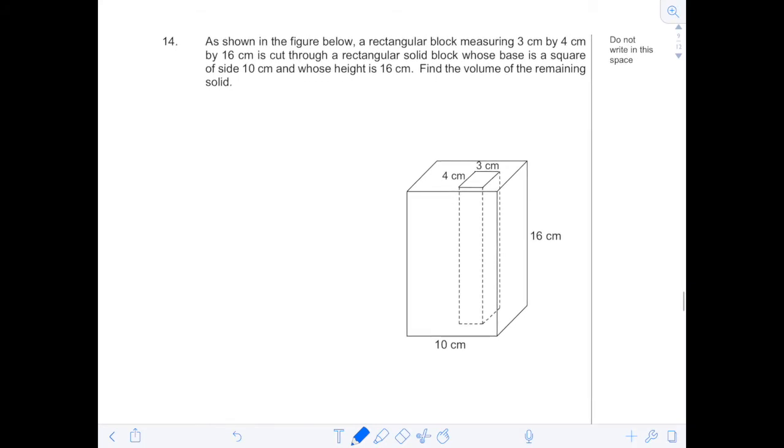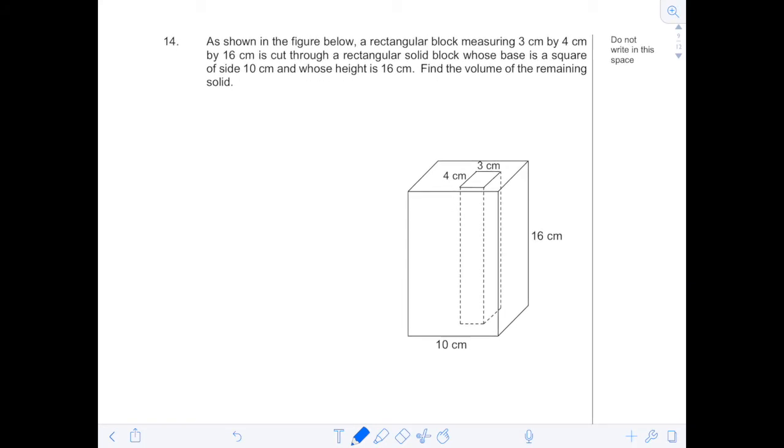Alright, so for question 14 now, find the volume of the remaining solid. First you have to understand the question. For volume questions, it's always very important to understand the question first. So here you have a big rectangular solid block, very big. Then there's a small piece in the middle that they managed to cut out and remove. So find the volume of the remaining solid.